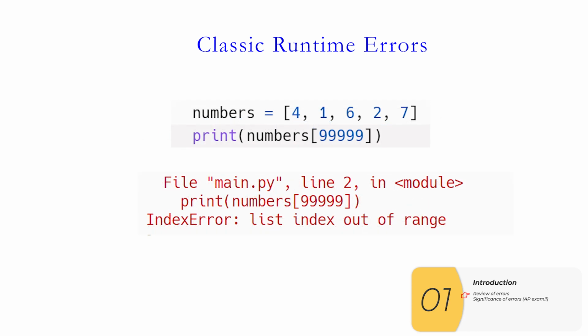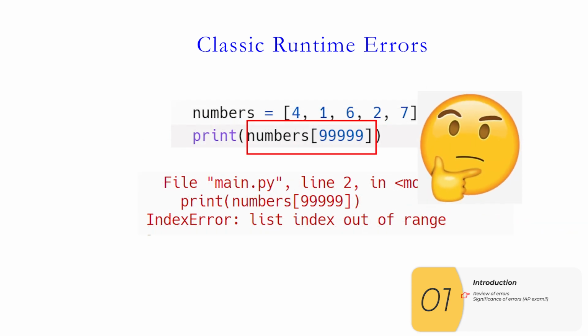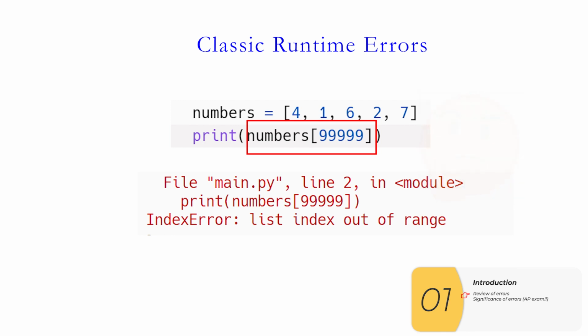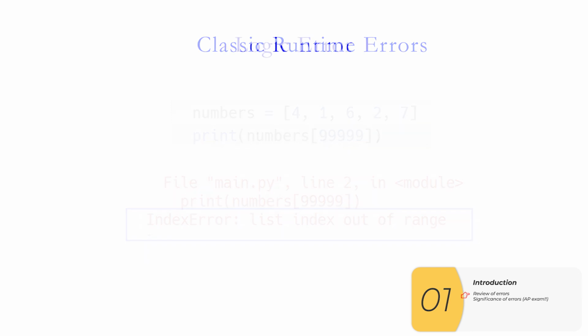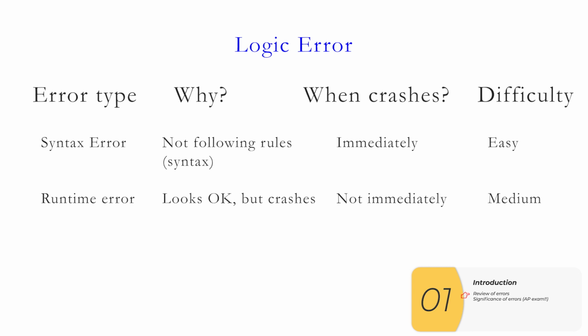But unlike the syntax error, it does not give me a little caret to tell me exactly where the problem is. Right here is another classic runtime error: I'm trying to access an index that's out of range, out of the list. There is no 99999. The index only goes up to 4. So it'll start to run and then it'll crash, telling me what the line number is and what the particular runtime error is. The last type of error we're going to look at is the logic error, or logical error.